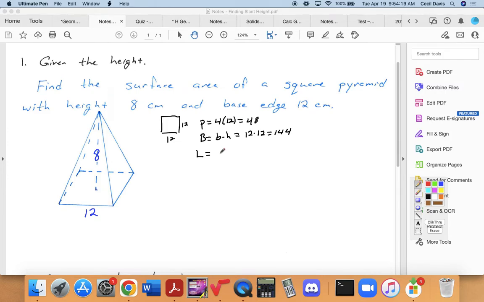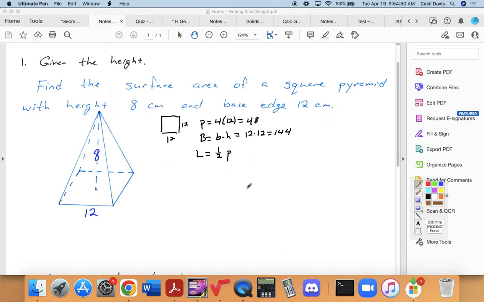Okay, there's too many inputs at this point. Perimeter of the base on the slant height? No. 144 times 8 times 0.5? No. 1/2 perimeter times slant height. There you go. 1/2, because the lateral faces are all triangles, times the perimeter of the base.